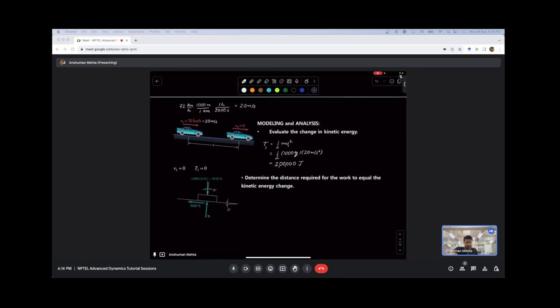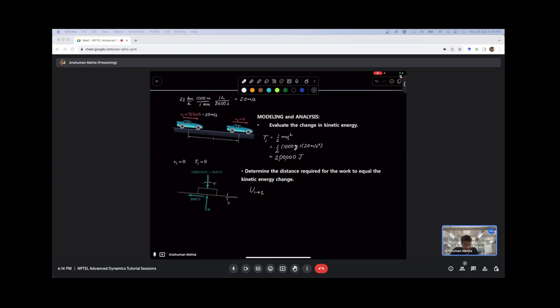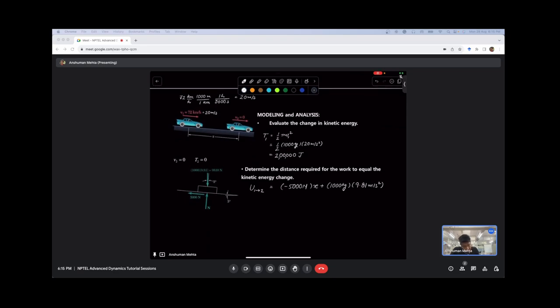Now finding the distance required for the work to equal the kinetic energy change, for that we have to find U from 1 to 2. So here we have to find the force. Okay, so force comes out to be minus 5000 newton into x plus 1000 kg into small g into sine 5 degrees, into x.